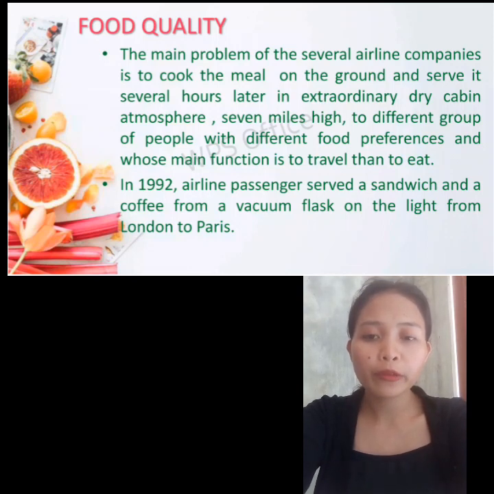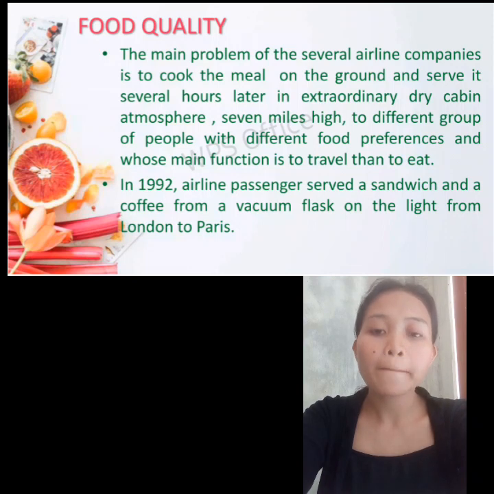So, explaining food quality, airlines face challenges when serving food to passengers because meals are prepared on the ground and served several hours later in a dry cabin at high altitude. To produce hot meals, airlines must prepare specifications for each flight, including recipes, ingredients, cooking methods, temperatures, and labor. Menus must also be carefully selected to avoid serving the same meal to passengers on multiple segments of a trip.